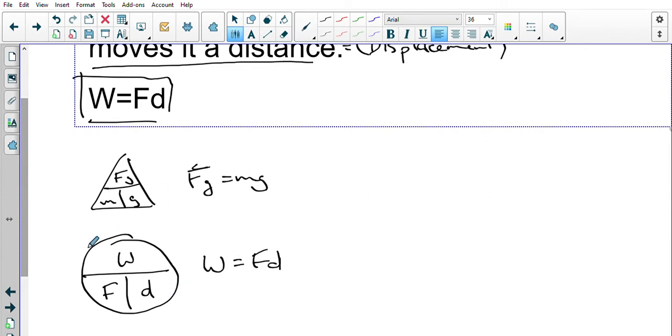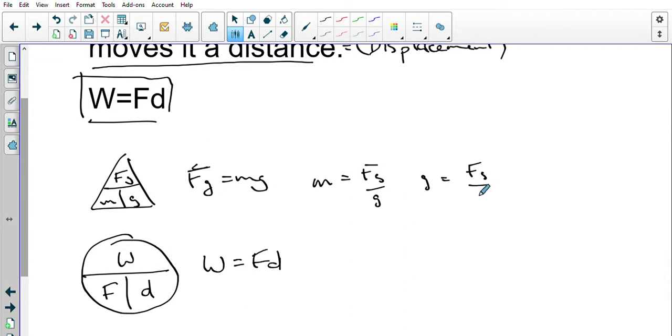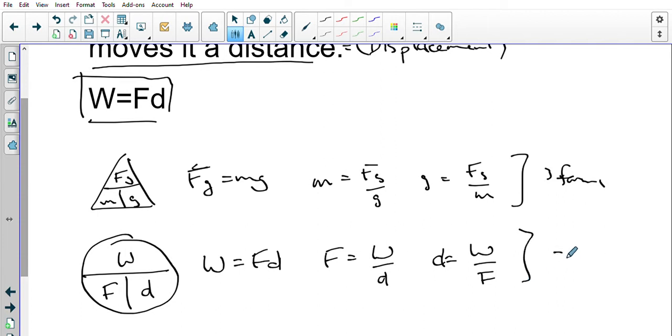And what this does is that it allows us, without using algebra, to know the different forms of this. So M would be FG over G, or G would be FG over M. Likewise down here, work is force times distance. If we wanted to know the force, we'd cover this one up, and then we have work divided by distance. Or if we wanted to know the distance, we'd cover this one up, and it's going to be work divided by force. So this is one equation, three forms. Likewise, this is one equation and three forms.